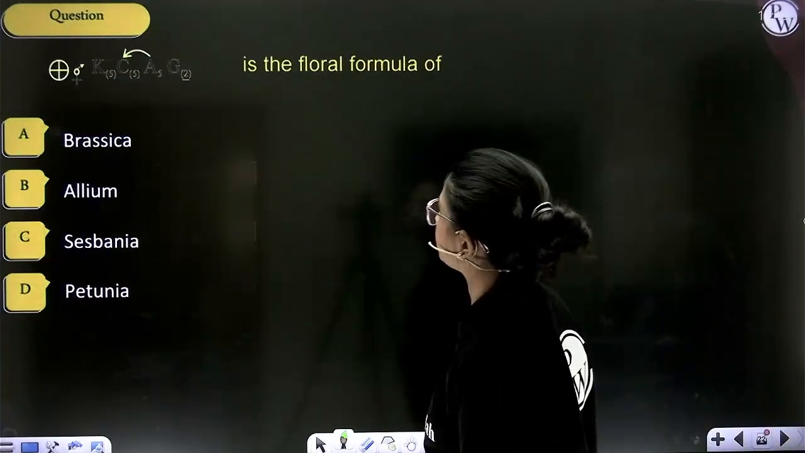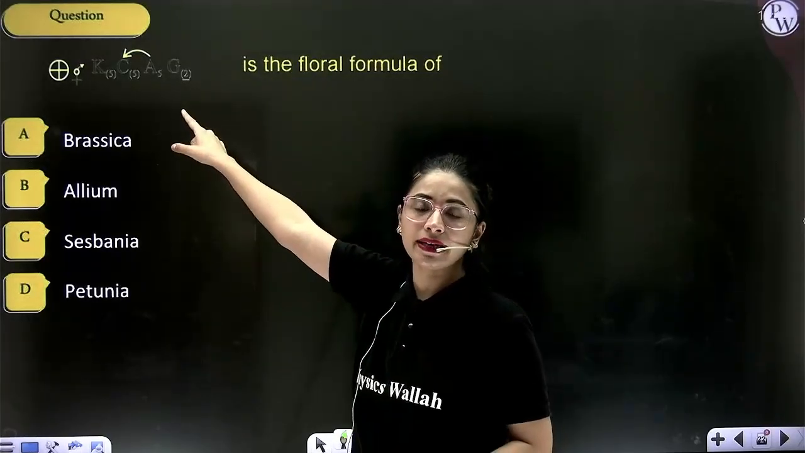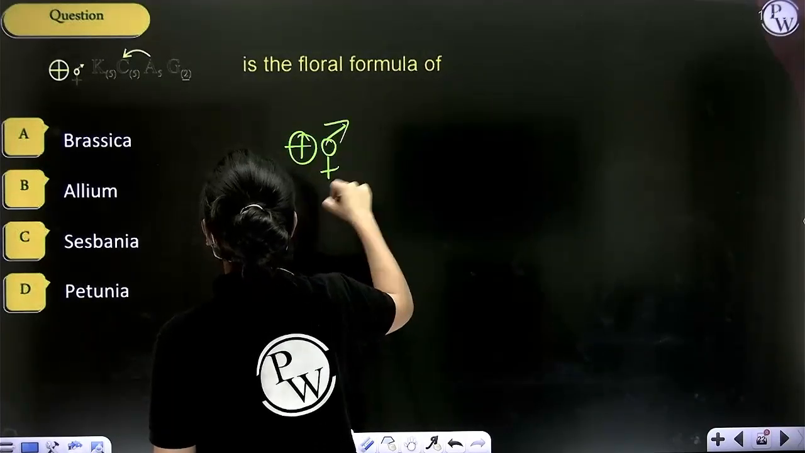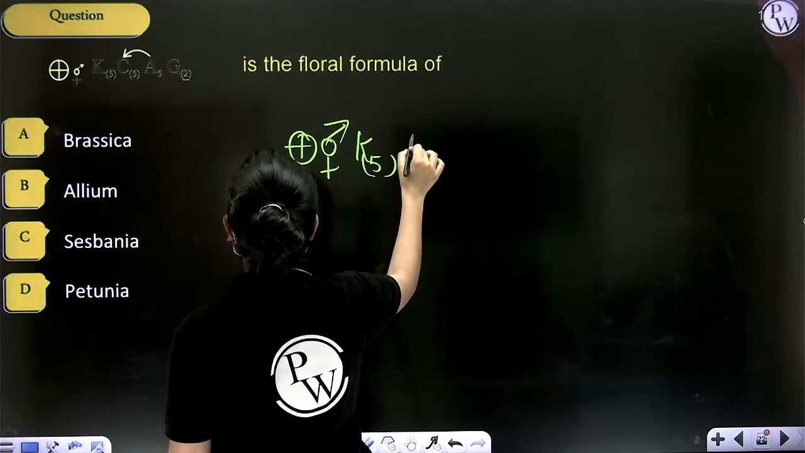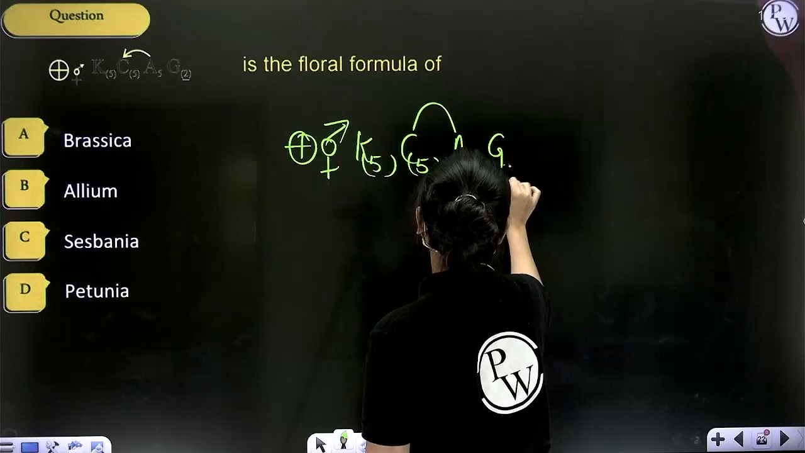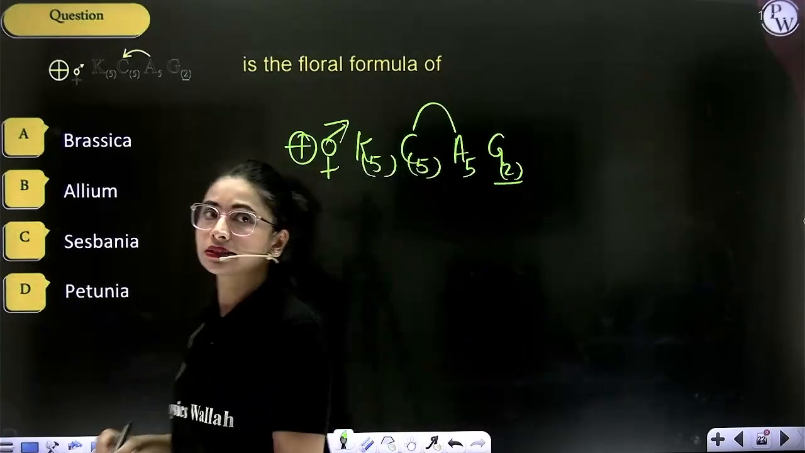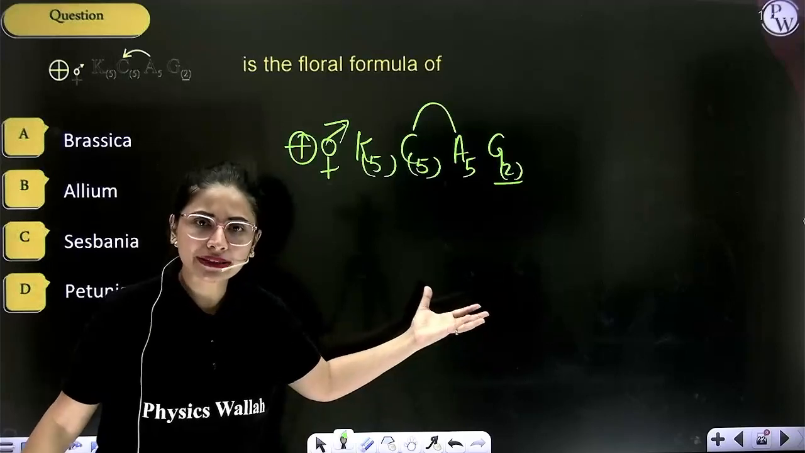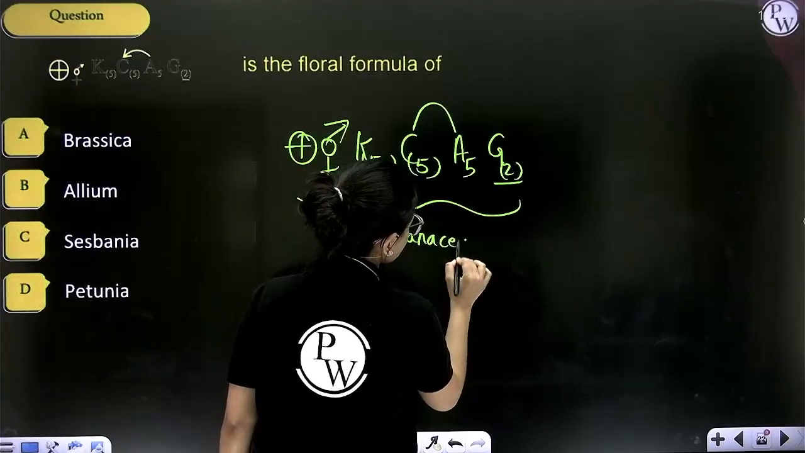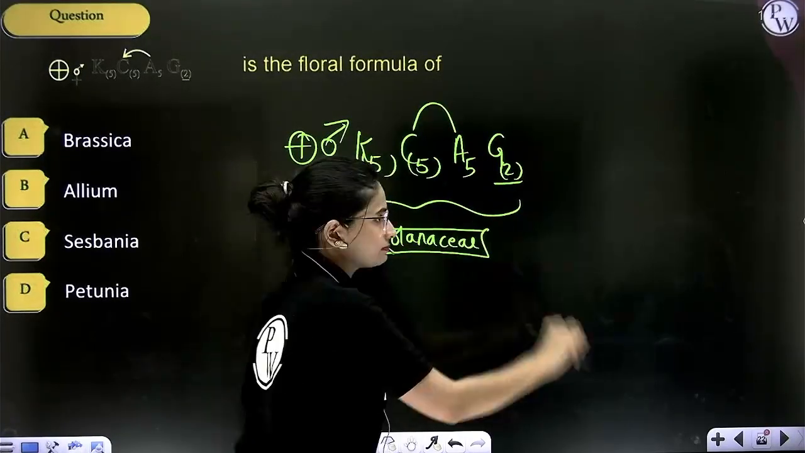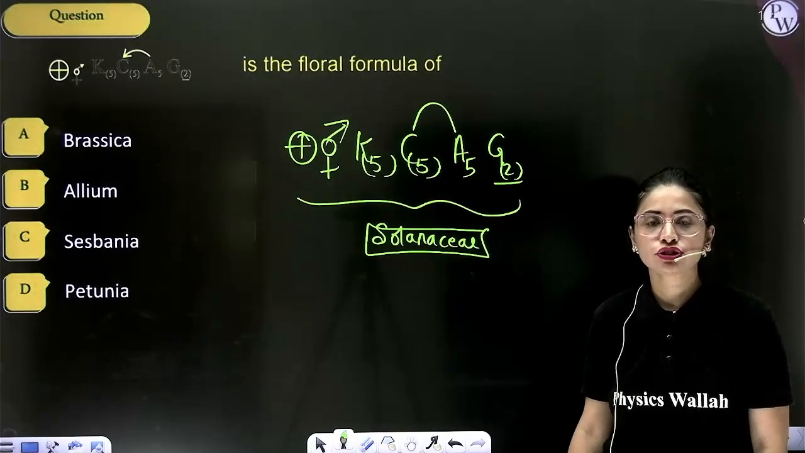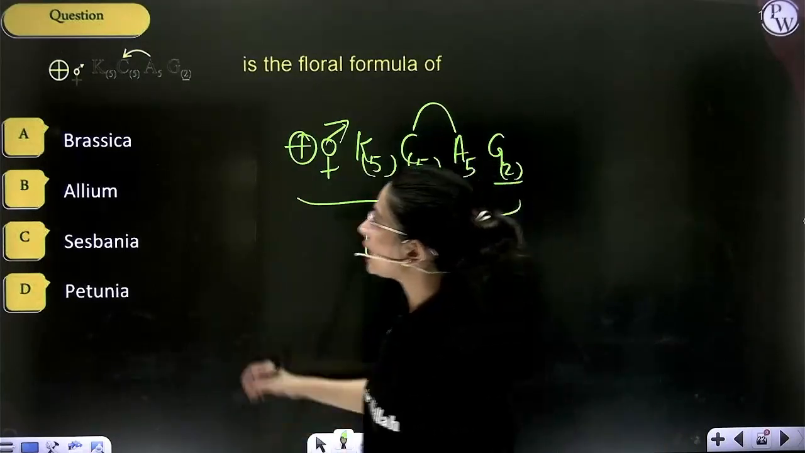Okay, next question. Now the floral formula, it's a little bit not clear, so I'll write it for you all again. Actinomorphy, bisexuality, K5 fused, C5 fused, A5 epipetalous condition, G2 superior. Of course, we did the same question just now. Which floral formula is this? Whose family? Yes, Solanaceae family.